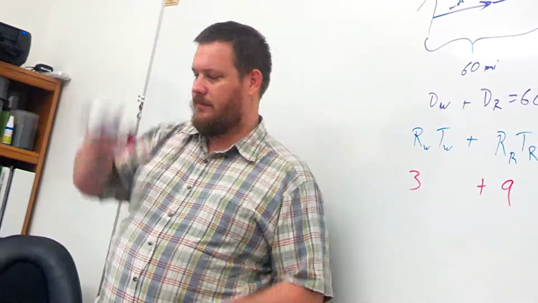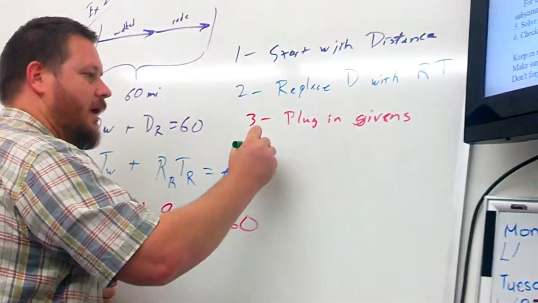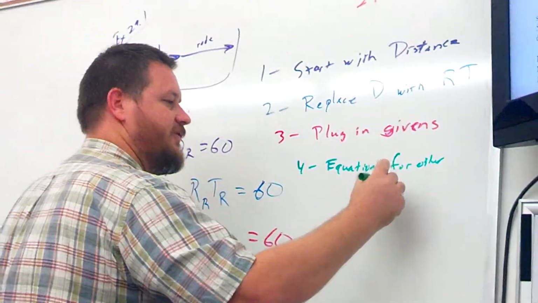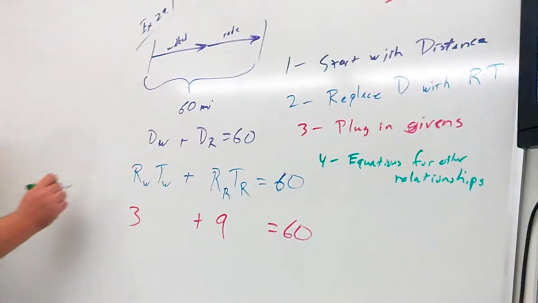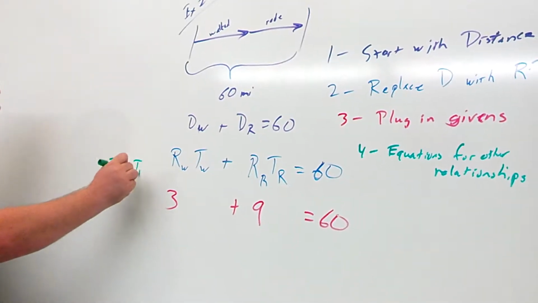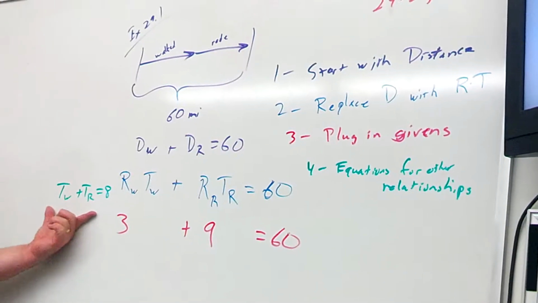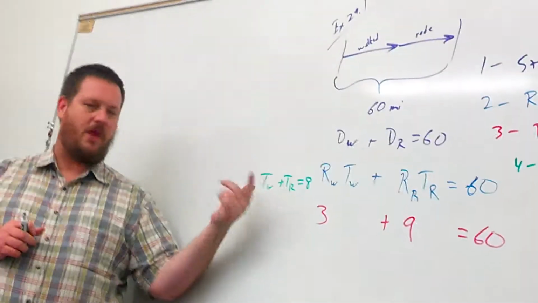So step 4 here is to write equations for any other relationships. In this case, and I'm going to put this off to the side, it told us that the total time was 8 hours. So that means however much time he spent walking plus however much time he spent riding, that total is 8 hours. So now I have to do something with this equation because I've got 2 spots to work with. So I need to solve this for one of the variables so that I can plug it in.